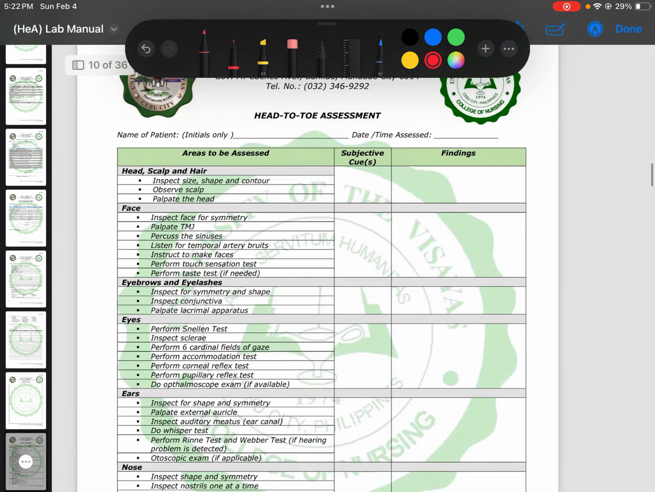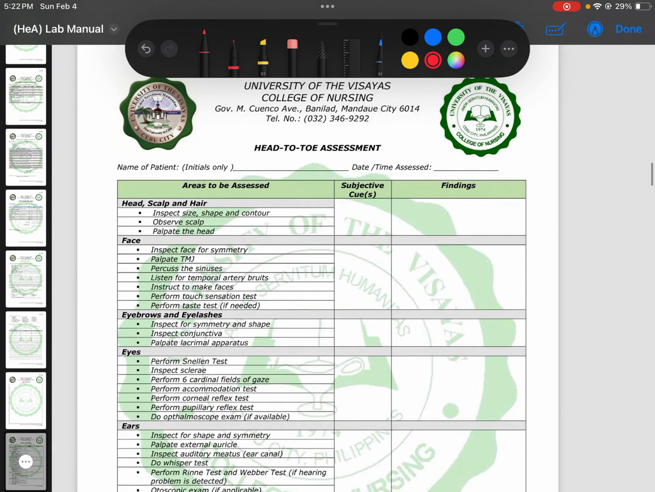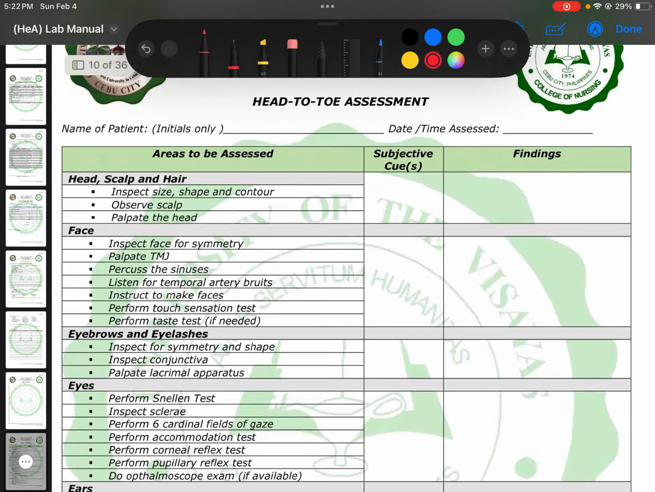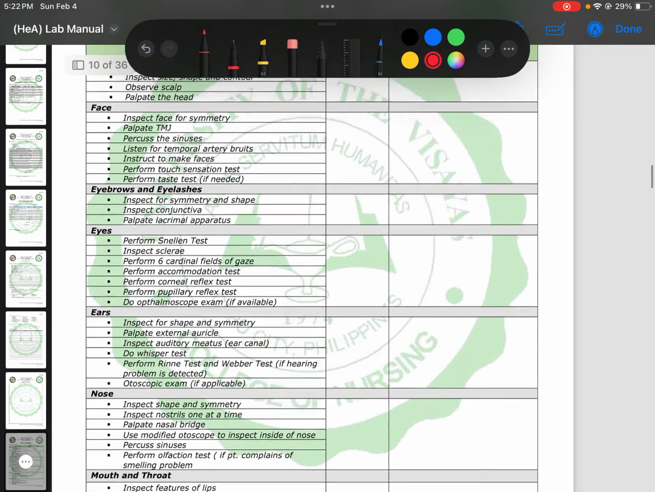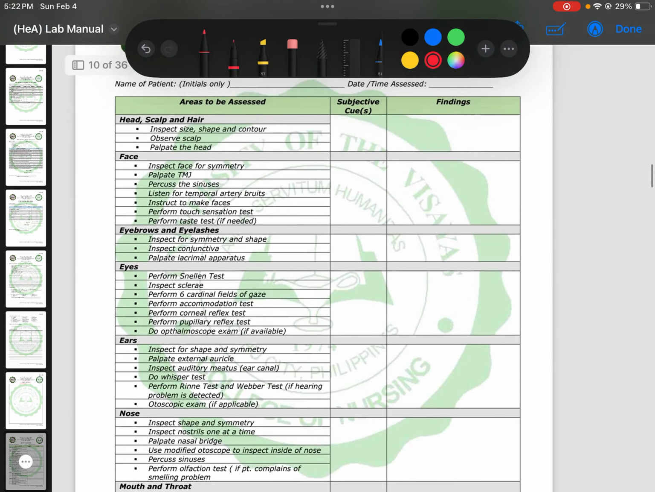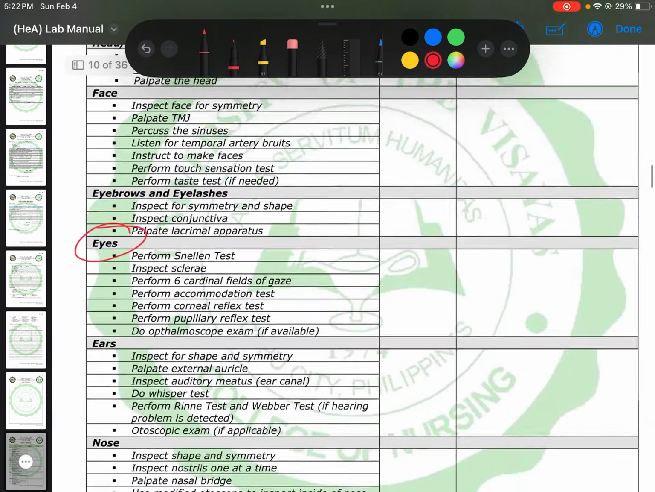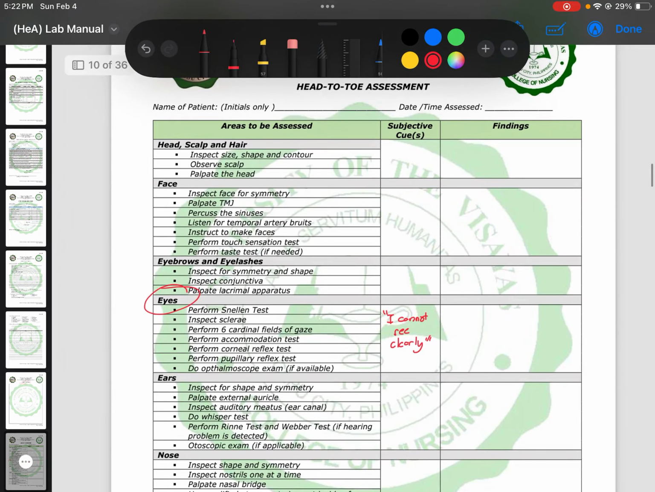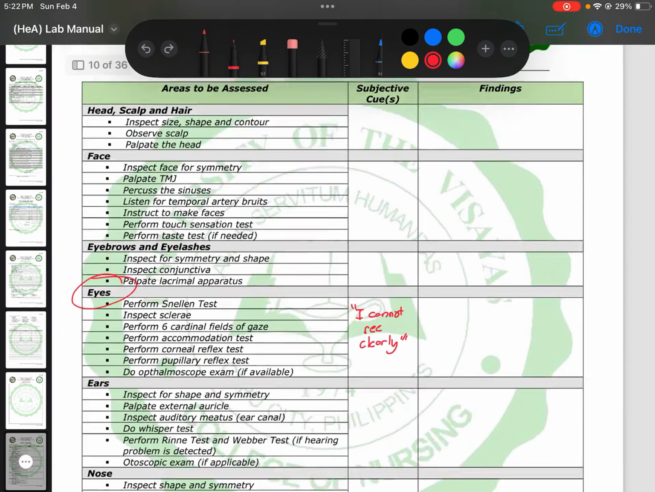Family genogram. And now we have reached our head-to-toe assessment. So in head-to-toe assessment, class, this is our physical examination. Let's say for example our finding is on the eyes. Let's say during the assessment of the eyes, the patient told you, I cannot see clearly. Okay, that is a subjective cue that should be added to your eyes.